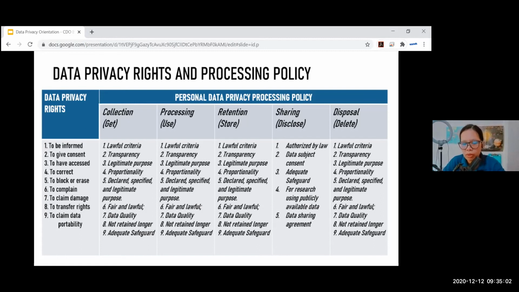But if there are only two of you, you don't need a data sharing agreement. You just need a contract. Okay?